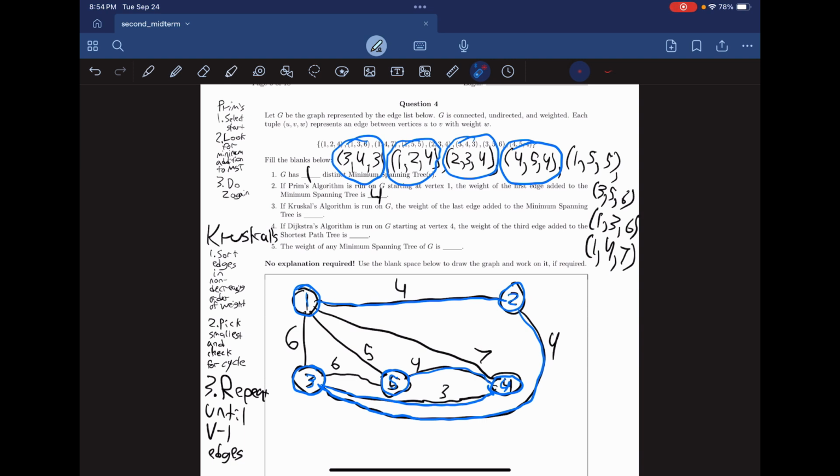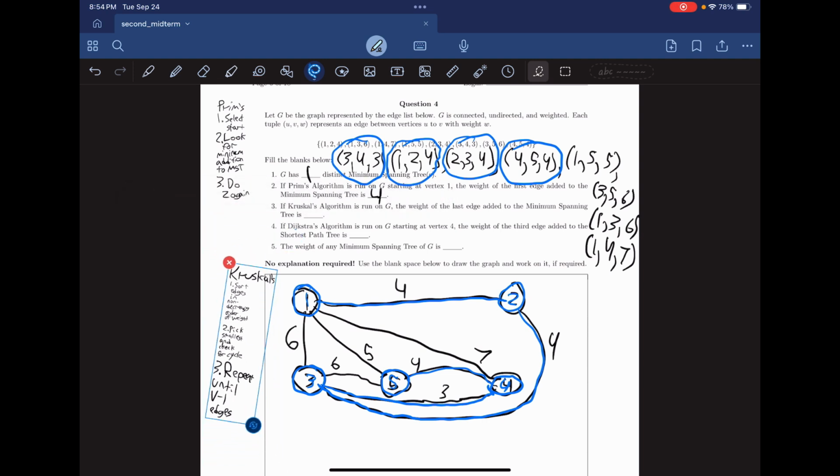This is the MST that we found from Kruskal's. I did not keep the other one. I should have, but point is that this MST, if you'll remember, was the exact same MST that we got when we used Prim's algorithm. So once again, that confirms that we did this correctly. I'm going to make this smaller, and then we can actually answer the question that it gives us here. The question was, if Kruskal's algorithm is run on G, the weight of the last edge added to the minimum spanning tree is blank.